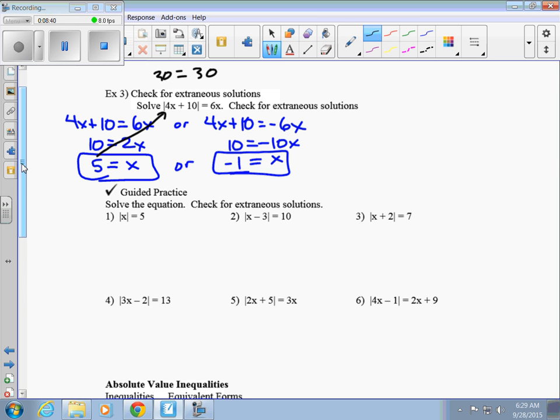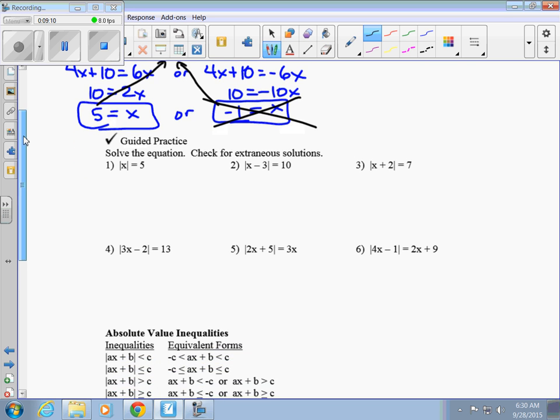Now we're going to do the same thing with a -1. So that's going to give us -4 plus 10, which is 6. The absolute value of 6 is 6. Put in -1 on the right side, and we're going to get -6. Notice that does not work. 6 does not equal -6, so this is not a solution. The only solution to this problem is x equals 5.